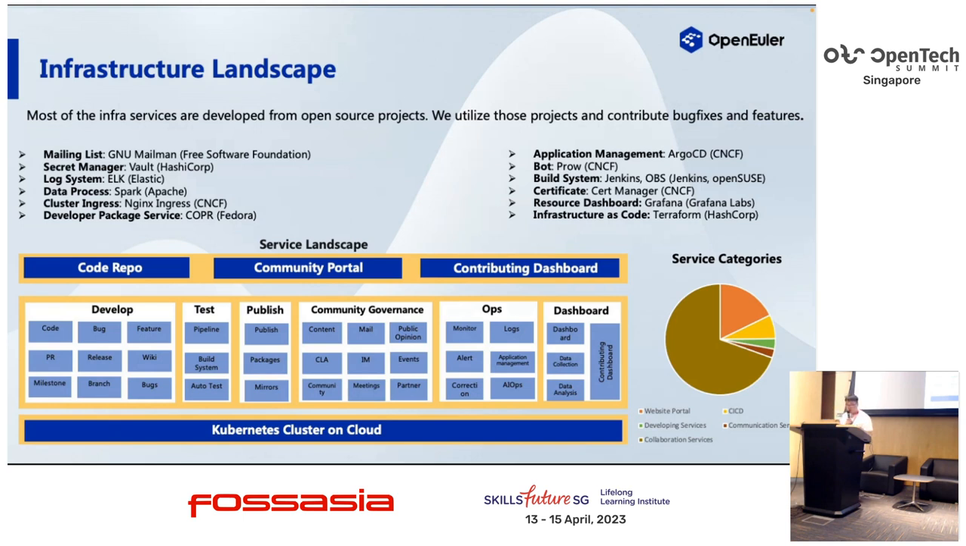And we also use Copr. Copr comes from Fedora. Fedora uses Copr for individual package services. And we have enhanced Copr in several ways to make it run better in Kubernetes clusters. Okay, there are a lot of projects. Yes, we also have Prow from the CNCF to review the PRs.